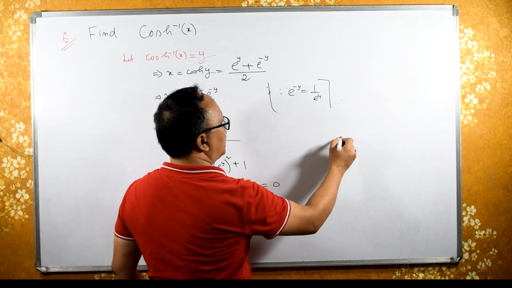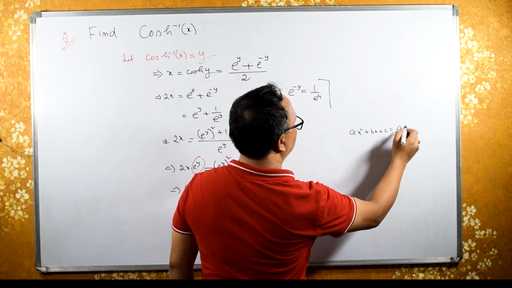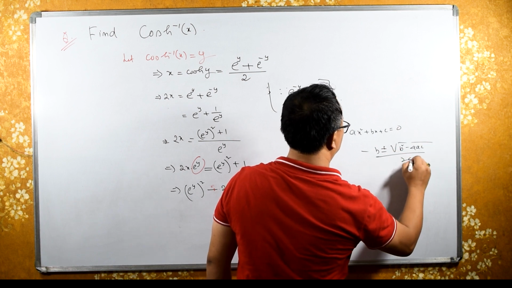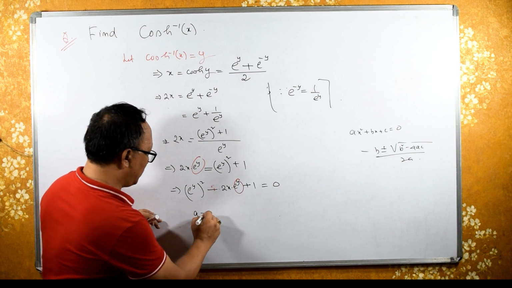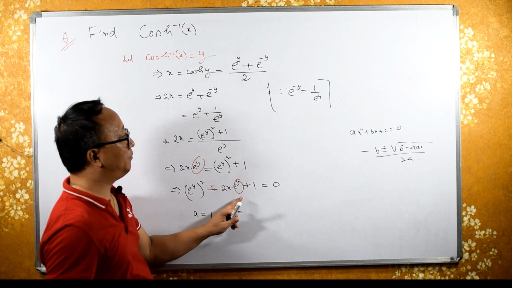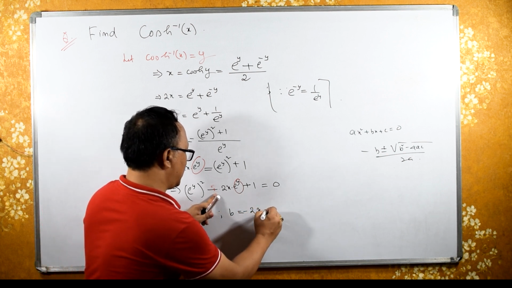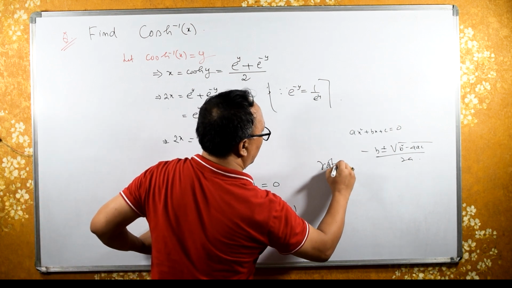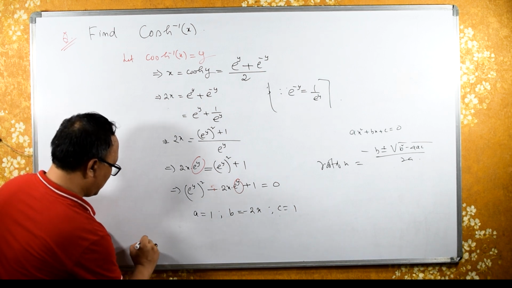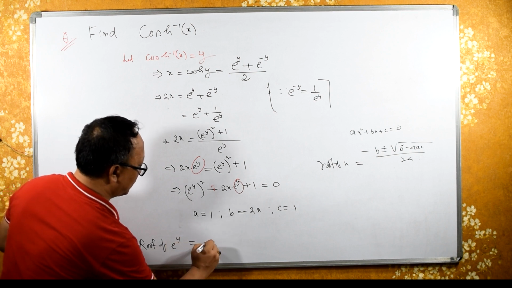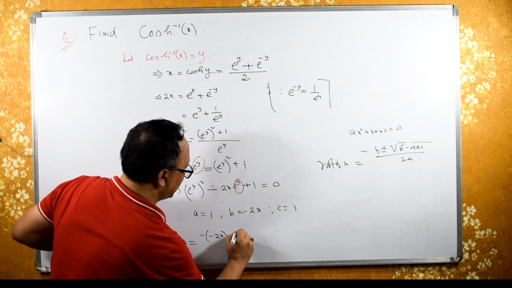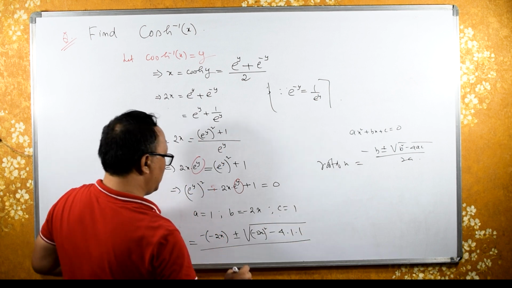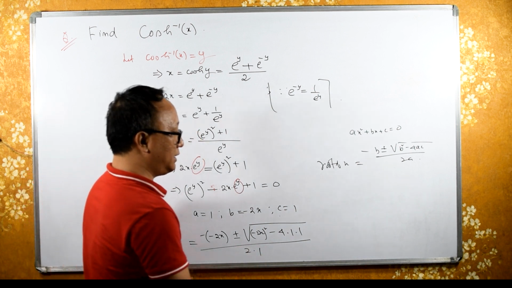If you compare with ax square plus bx plus c equals 0, this quadratic equation, its roots are minus b plus minus square root of b square minus 4ac upon twice a. Comparing with this, my a equals 1 because the coefficient here is 1. Here b is 1 minus twice x, that is b is minus twice x, and c equals 1. Now let's apply this. The values of e raised to y equal minus b, here minus of minus twice x, plus minus square root of b square, twice x the whole square, minus 4ac, upon twice a. 2 into 1 is 2.